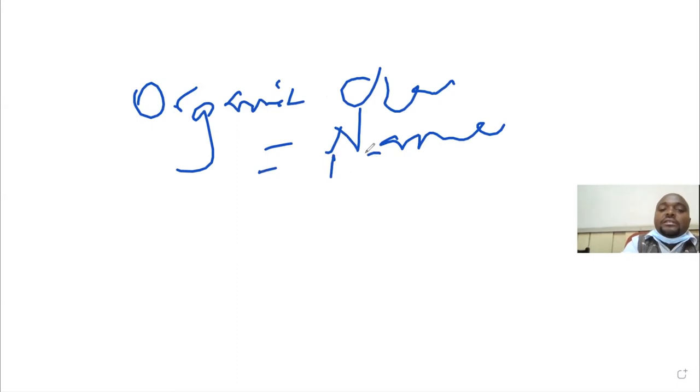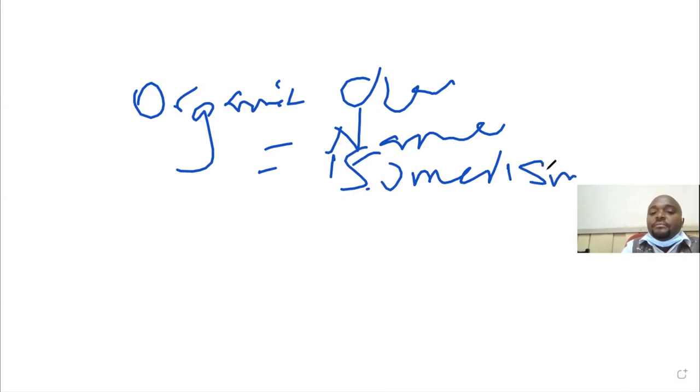The isomers, or isomerism. Isomerism is the existence of compounds with the same molecular formula but different structural formulas. Those different compounds are known as isomers.